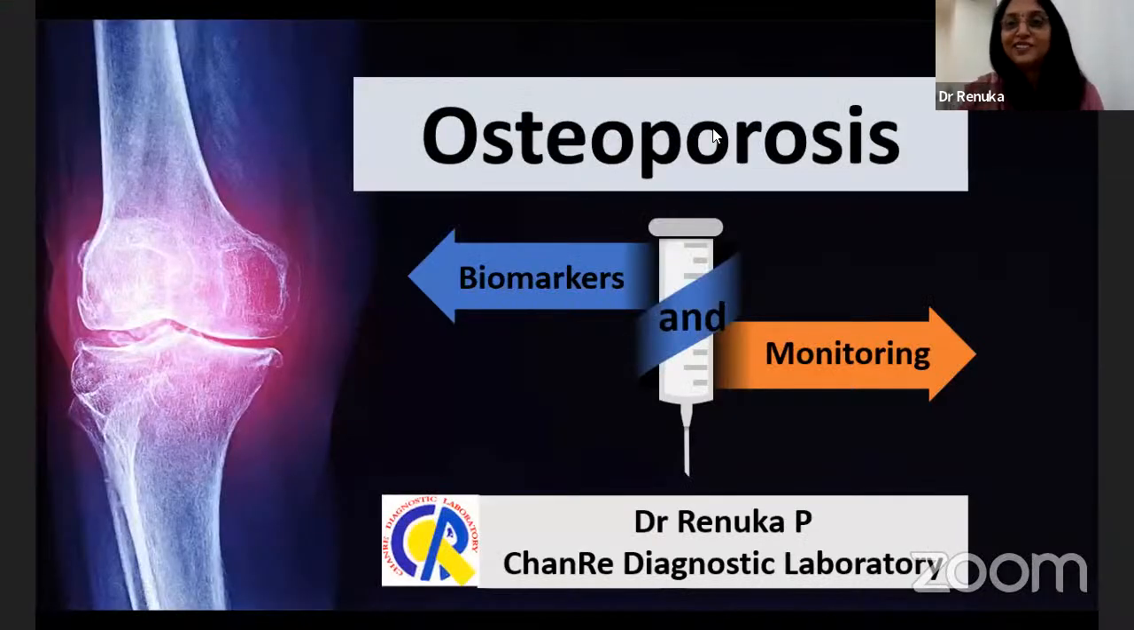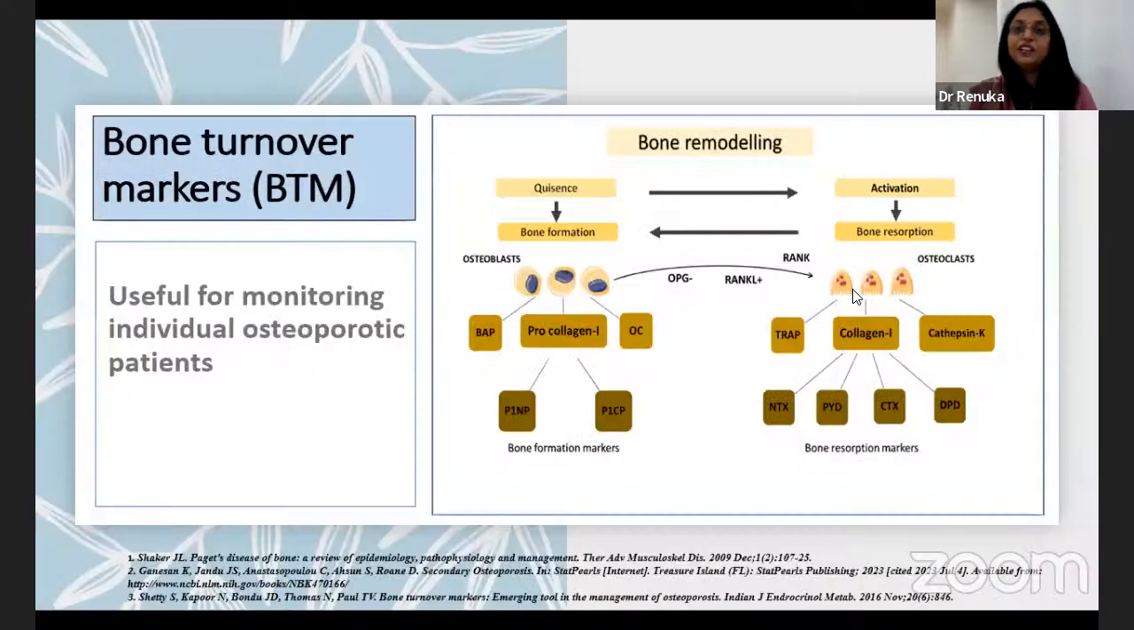First and foremost, I would like to thank Dr. Jha and the IOT for giving me this opportunity to speak on this topic on biomarkers in monitoring osteoporosis. We know very well that bone is a dynamic organ, which is having constant remodeling, which is happening continuously to avoid fractures, microfractures. And it consists of collagen, the matrix proteins, as well as the cells, of which the osteoblasts are mainly the bone-forming cells, and the osteoclasts are mainly the bone resorption cells, which are giant cells present on the surface of the bone.